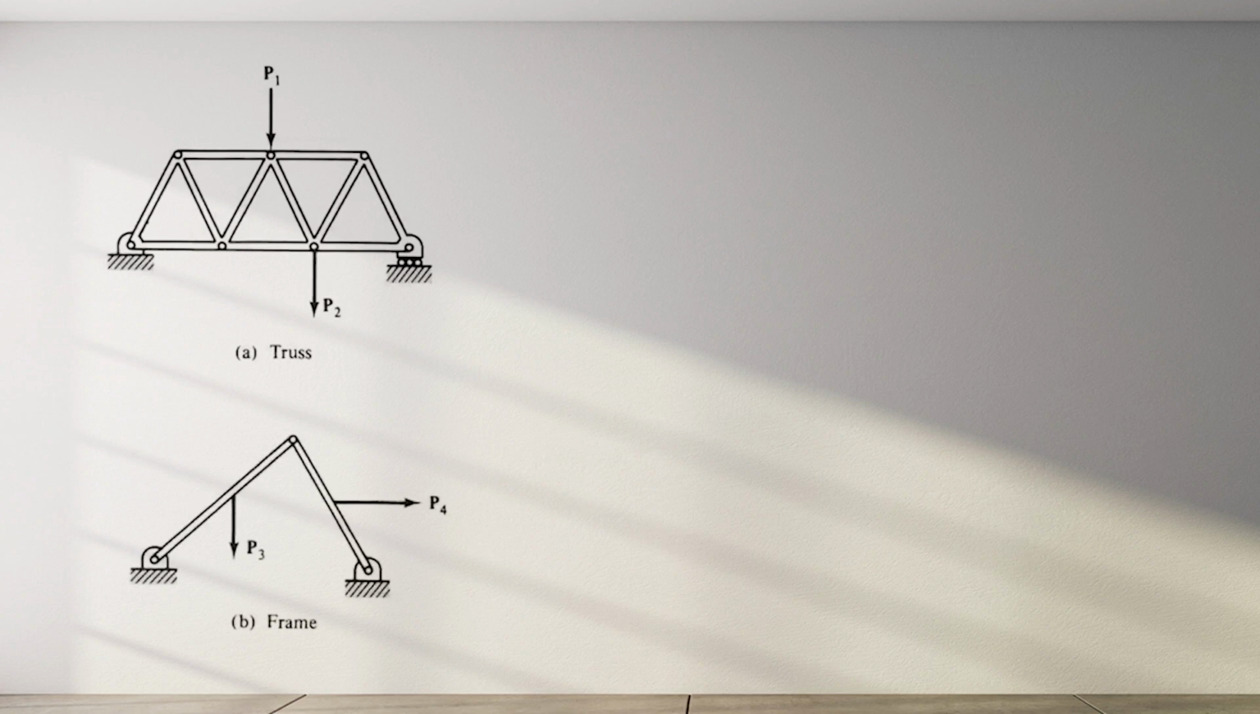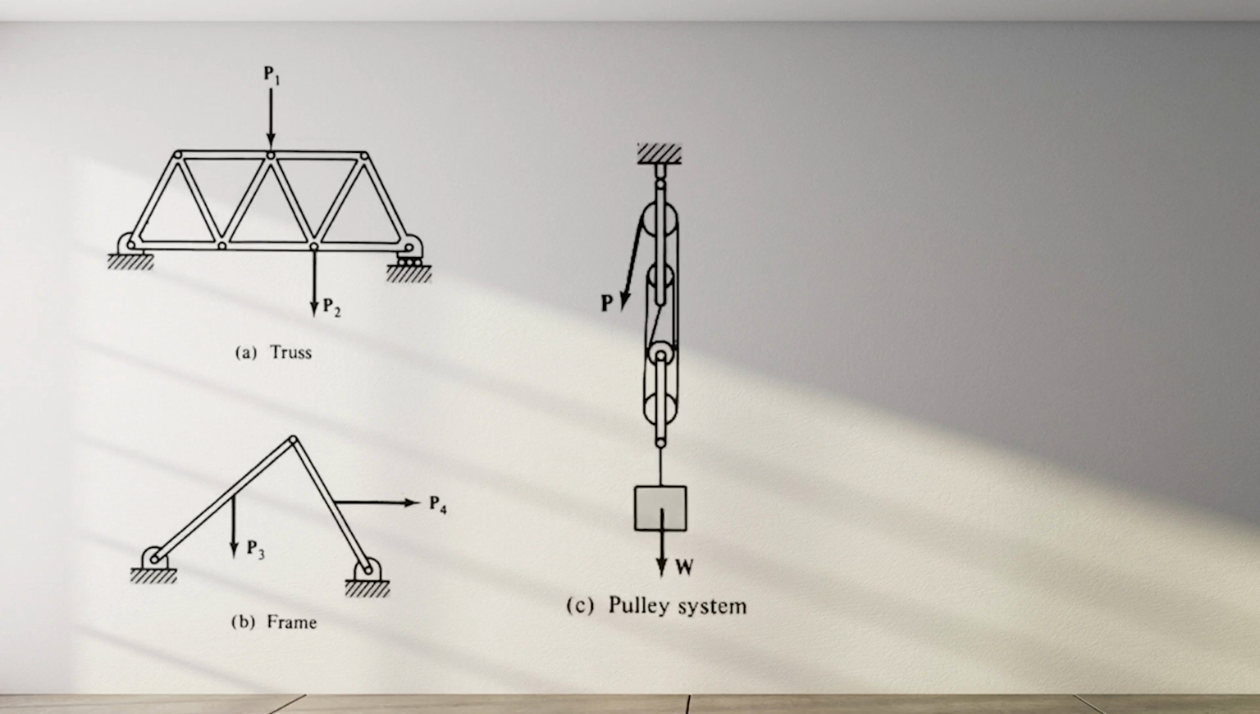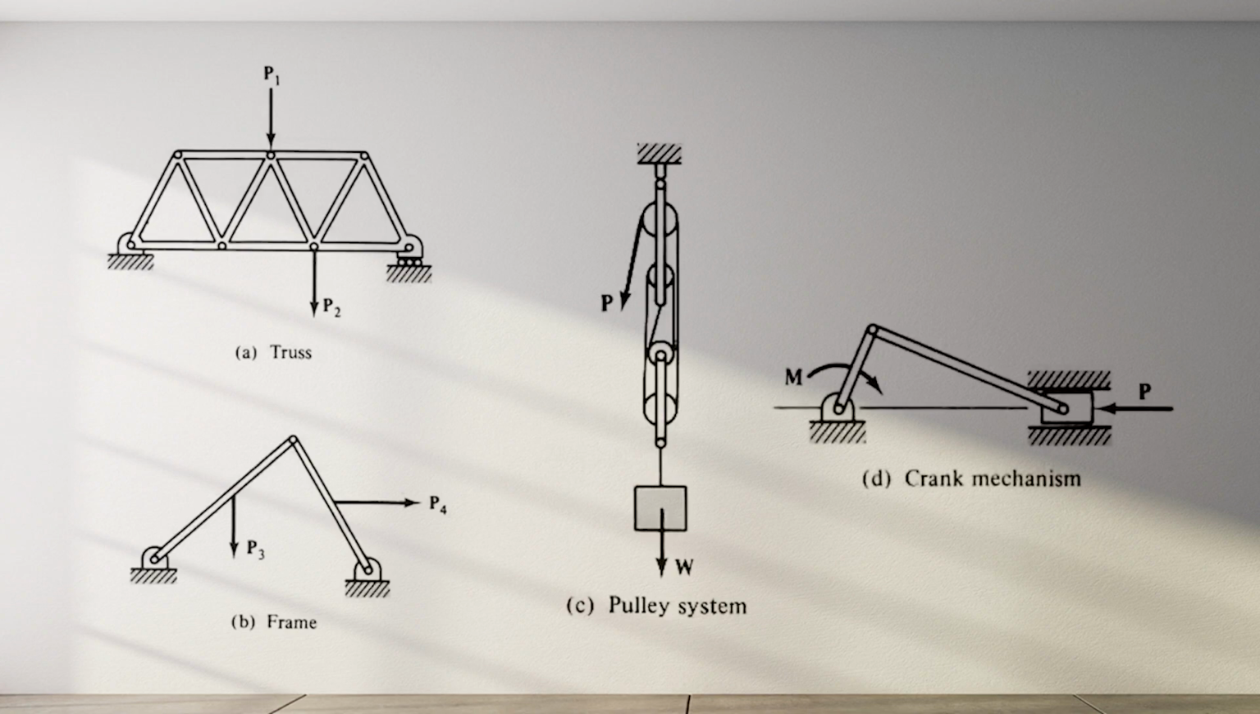Machines are made up of several connected elements designed to transmit and transform loads or forces rather than support them. The machine generally has moving parts. With structures and machines, we must determine external forces acting on them and the forces that hold the parts together.